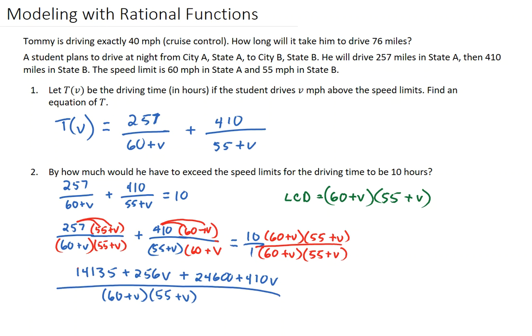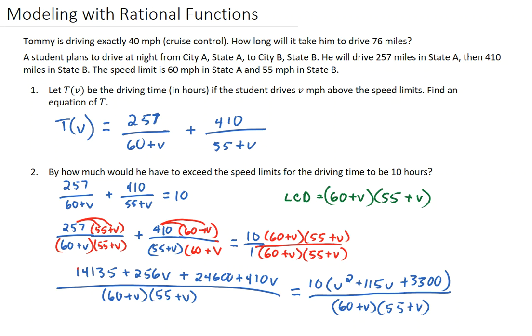Alright, and then on the right, what I'm going to do is start working on multiplying out what's going on there as well. I'm first going to multiply these two binomials together. After I get those multiplied together, I will, in another step, distribute the 10. So that gives me 10 times v squared plus 115v plus 3,300. And that's still over my LCD.